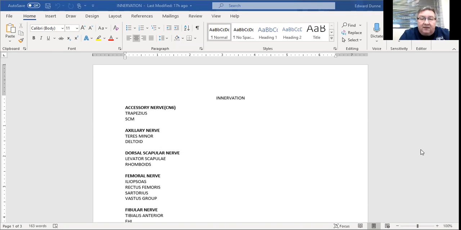So basically this sheet runs about 3 pages. There are a lot of nerves in the body, and there are a lot of muscles that are innervated by these nerves. So again, what I've tried to do is connect them and correlate them for you so you get an idea of what muscles these nerves innervate.